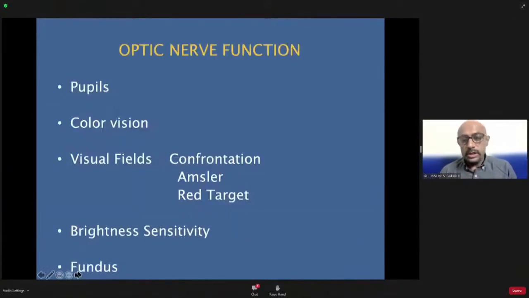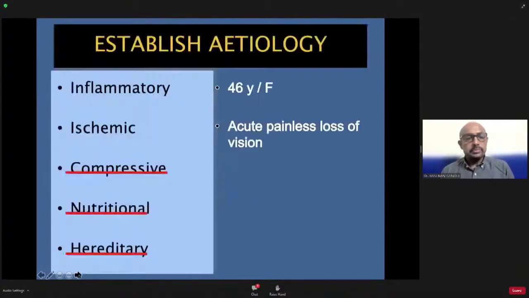So the question, of course, is what is happening to the optic function? And for the postgraduate students, this is the list of the optic function tests that you should be familiar with. RAPD is the most accurate and objective optic function test. Visual fields in the exam or in the clinic can be performed with confrontation, pencil, or with a red target, brightness sensitivity, and color vision testing.